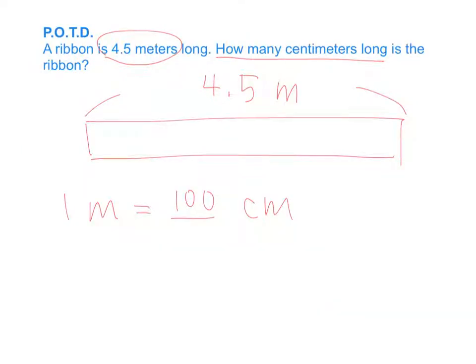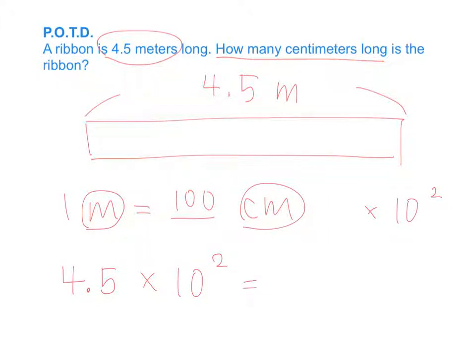Because I know that in order to rename meters as centimeters, I need to multiply by 10 to the power of 2. I can take the number of meters I have, which is 4.5, and multiply that by 10 to the power of 2 to figure out how many centimeters I have in my ribbon. Do you agree? Yes. So how do you do 4.5 times 10 to the power of 2? Is the number going to get bigger or smaller? Bigger. So which way do I need to move the decimal point? To the right. How many spots to the right? 1, 2. So what's my answer?